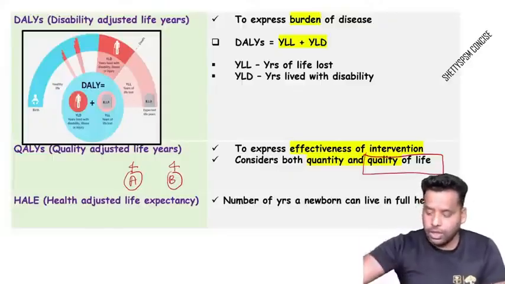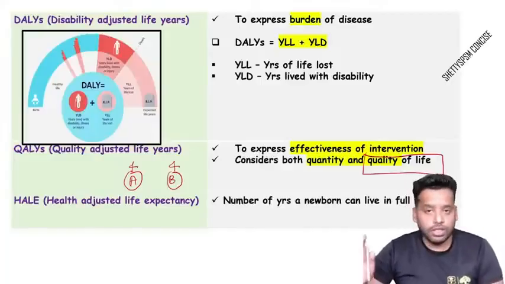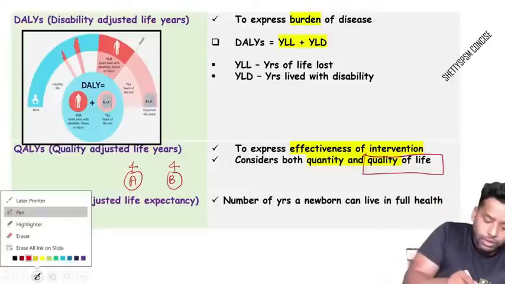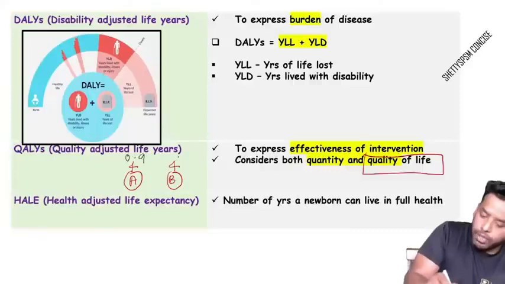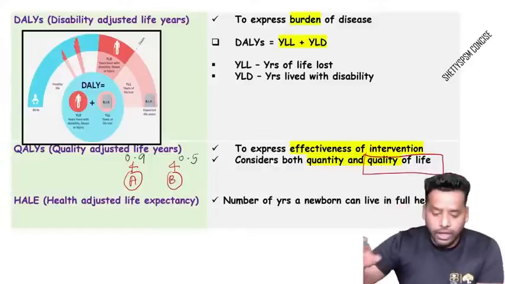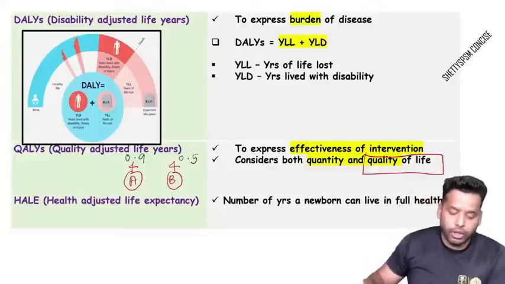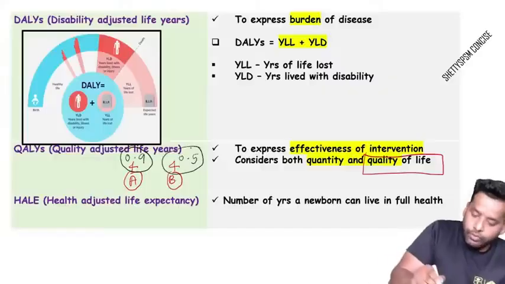Very good. Utility value, depending on the study, how the patient was feeling. We have a questionnaire and we calculate utility values. For example, utility value for A is 0.9, for B is 0.5. Then when you calculate, 4 into 0.9 is 3.6, 4 into 0.5 is 2. Which is a better intervention? Which is giving more QALYs?